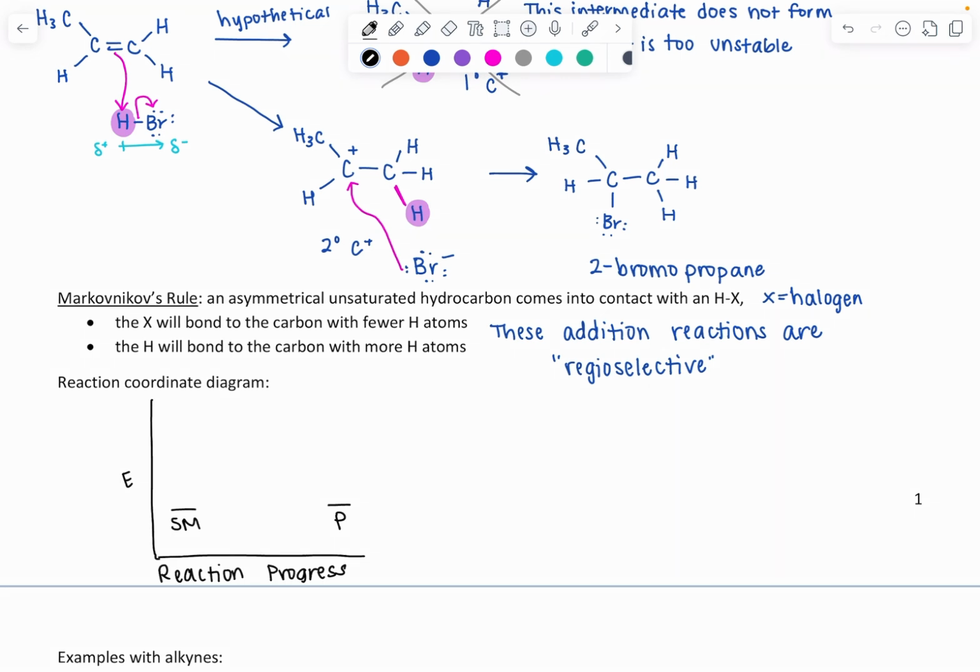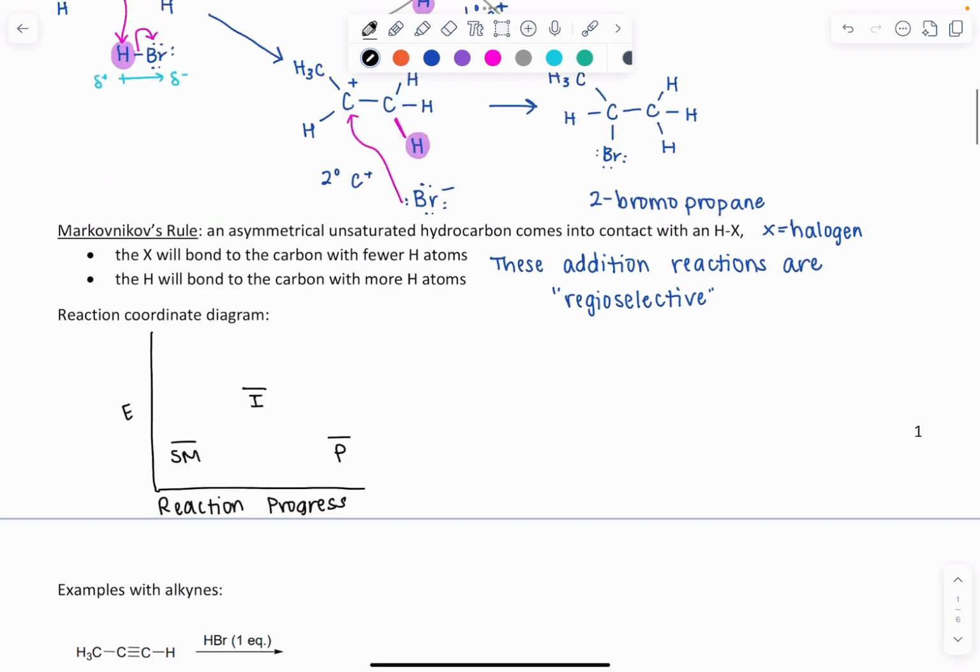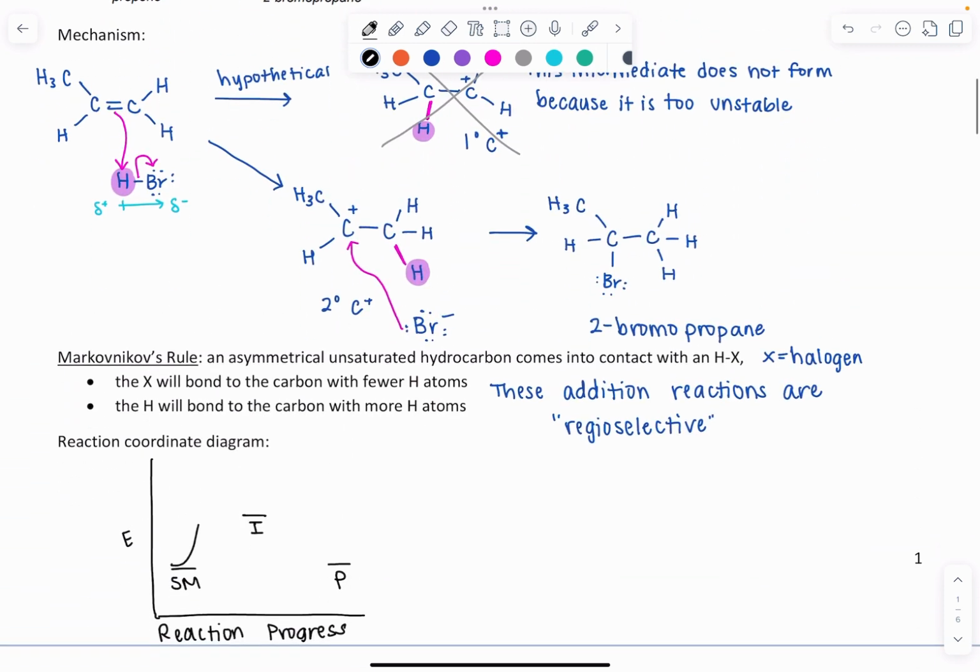And then we form an intermediate, a high energy carbocation intermediate. So the reaction is 2 steps, one transition state to get to the intermediate, another transition state to get to the product. This is the carbocation, transition state, transition state. So 2 steps. And the rate determining step is carbocation formation, just like SN1 and E1.